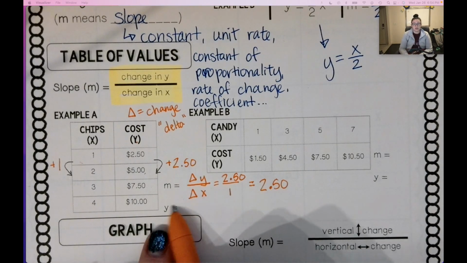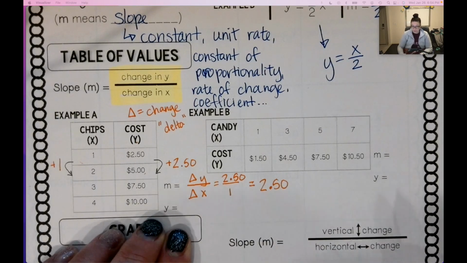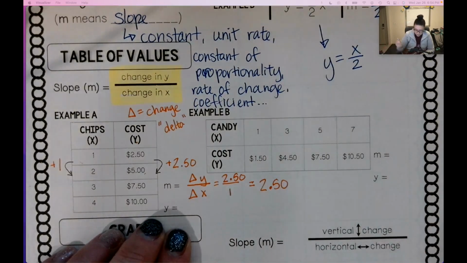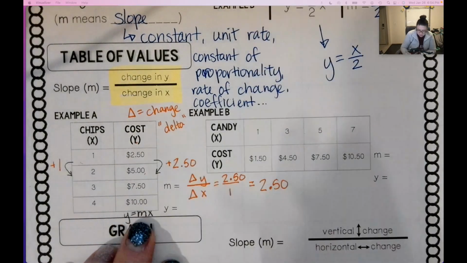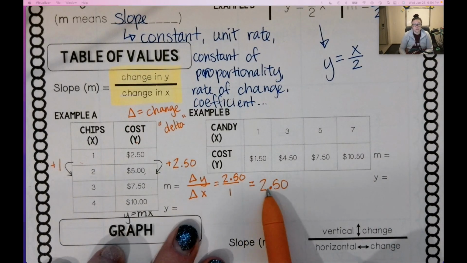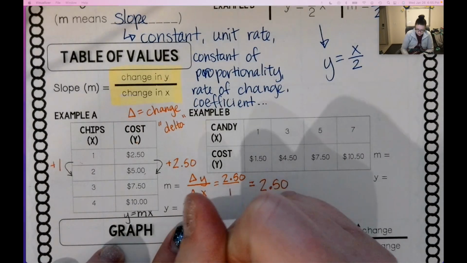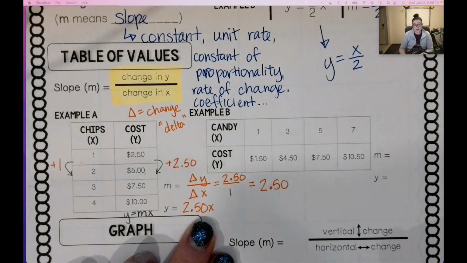So now if I want to turn this m into an equation, remember our equations are in the form y is equal to mx, my slope times x. Here, my slope was $2.50 times whatever x value I got. So my equation here is $2.50 times x.